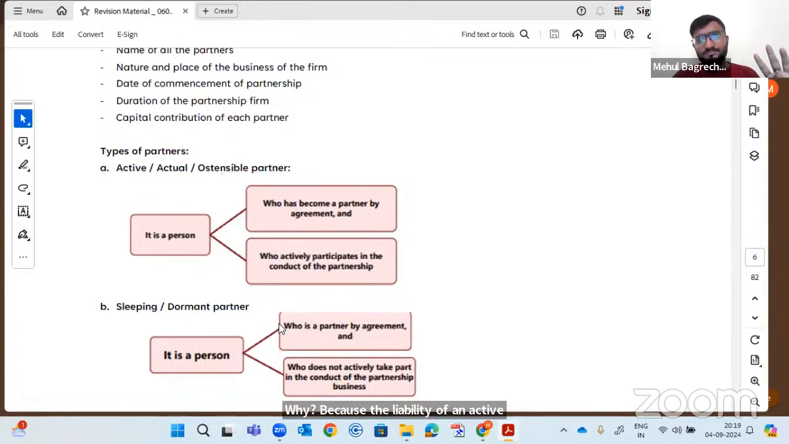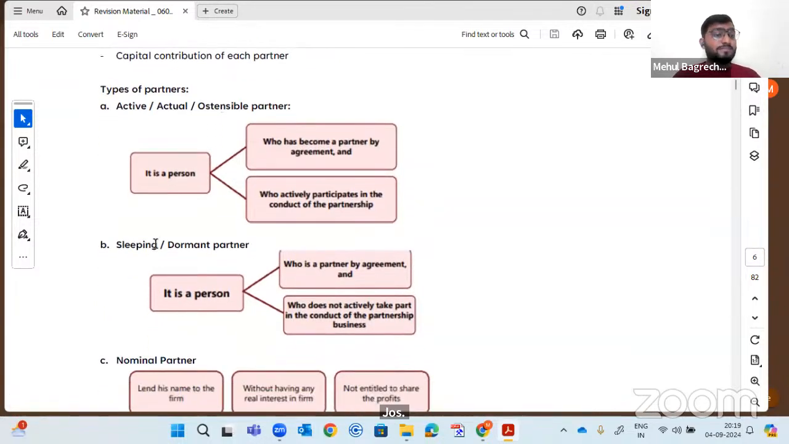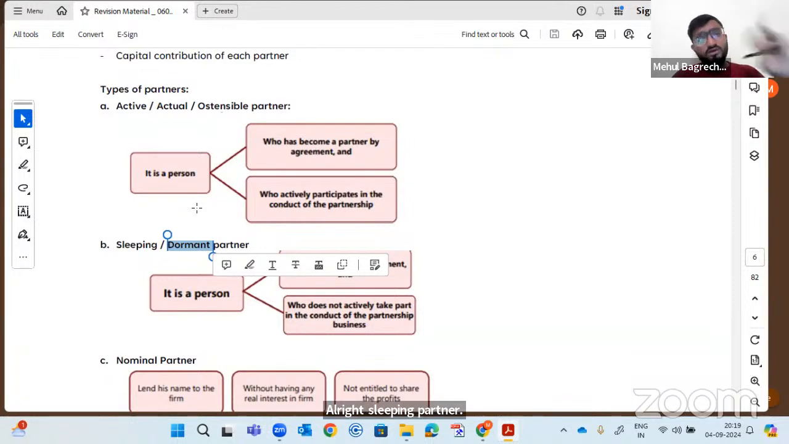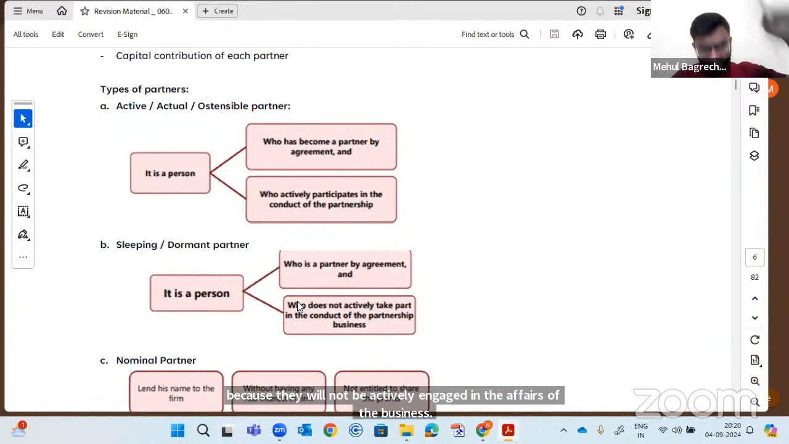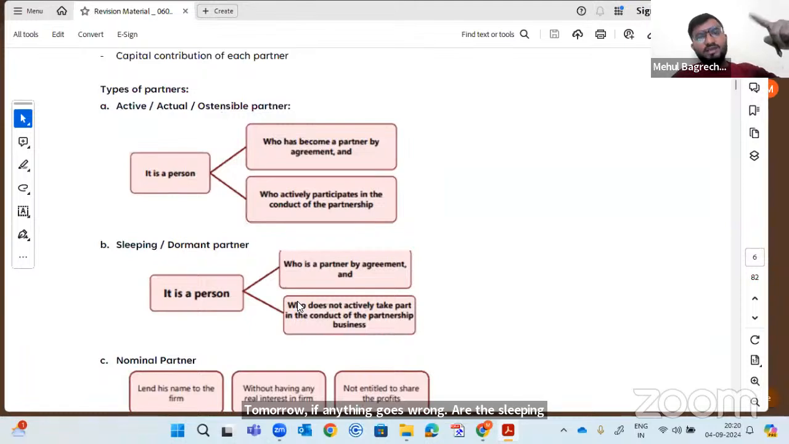Sleepy? No, sir. Next, the sleeping partner. Sleeping partner is also called dormant partner. If you see, on purpose in your material, I have given you the other names as well, because I know most of us will miss out here. Their role is very limited because they will not be actively engaged in the affairs of the business. Tomorrow, if anything goes wrong, is the sleeping partner responsible? 100% yes, jointly and severally responsible.